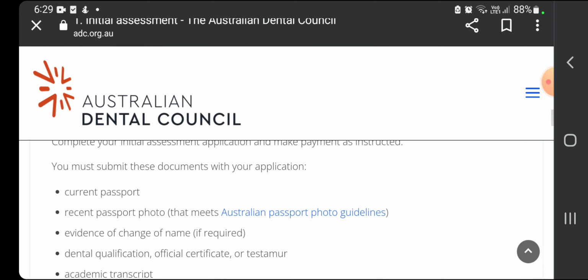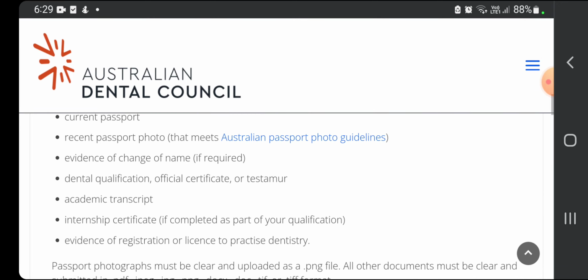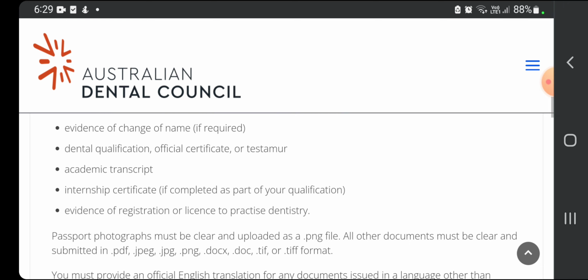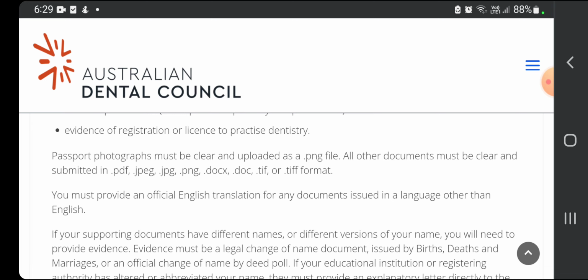What are the documents required for the initial assessment? They include the current passport, a recent passport photo, then the dental qualification certificates, academic transcripts, internship certificate, license, and the passport photograph should be in a specific form. It is written that it should be in PNG form. It must be clear. Every detailed explanation is given under this part.